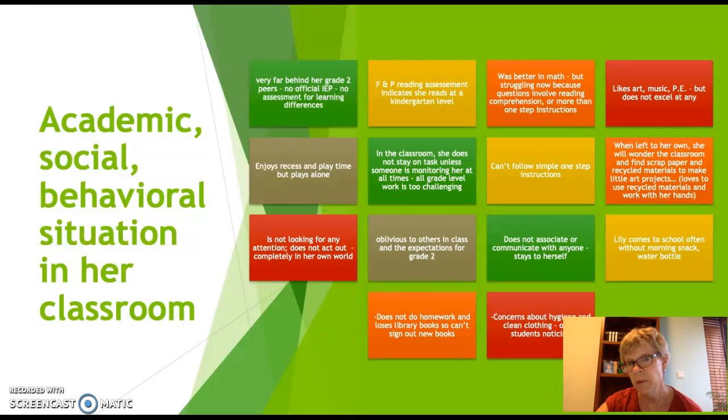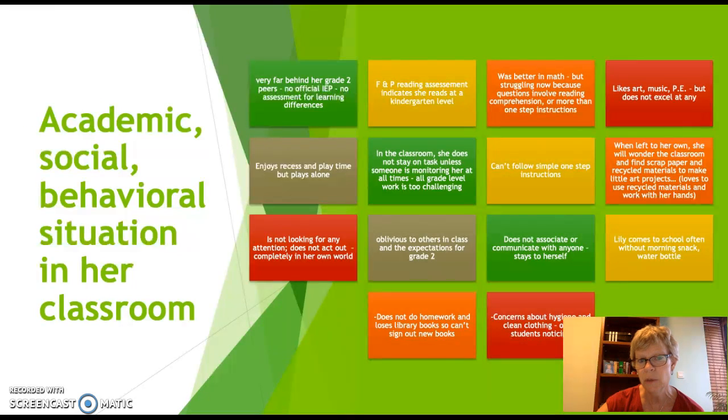She seems pretty confident with numbers, but once the math problems start to require comprehension and more than one step, just a simple adding or subtracting, she can't cope with two-step or above instructions. Plus her English comprehension and her reading ability she struggles with that too. She tells me she likes art and music. She enjoys PE, but doesn't excel necessarily at any of those classes.